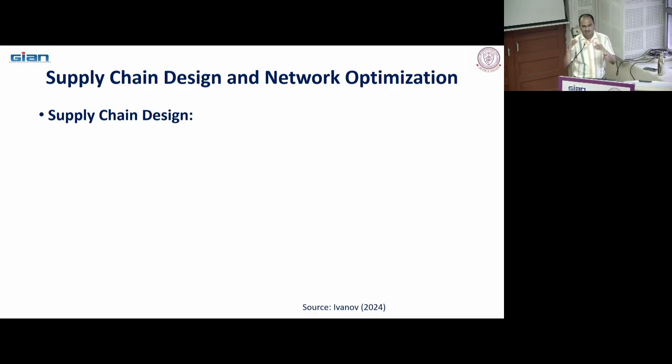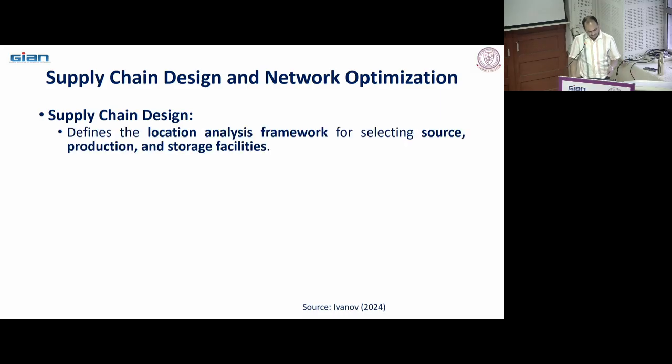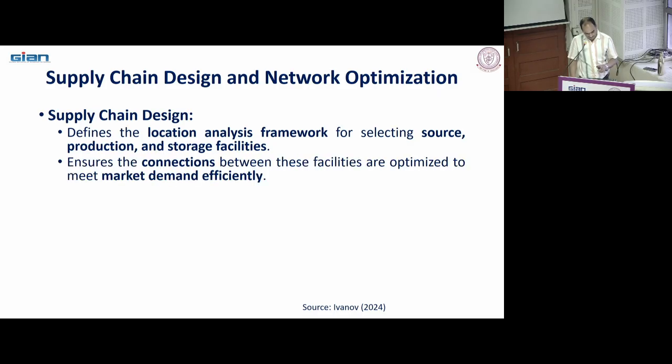Okay, so supply chain design basically covers locating the facilities, defining the location analysis framework, selecting the source, production and storage facilities: which are your suppliers, where are they located, where you want to manufacture the products, and where you want to keep those finished products. It ensures the connection between these facilities.